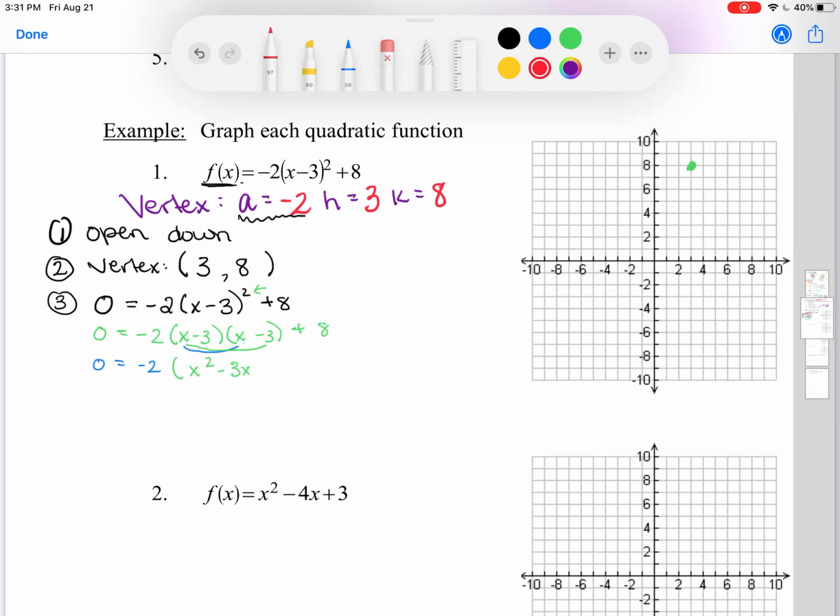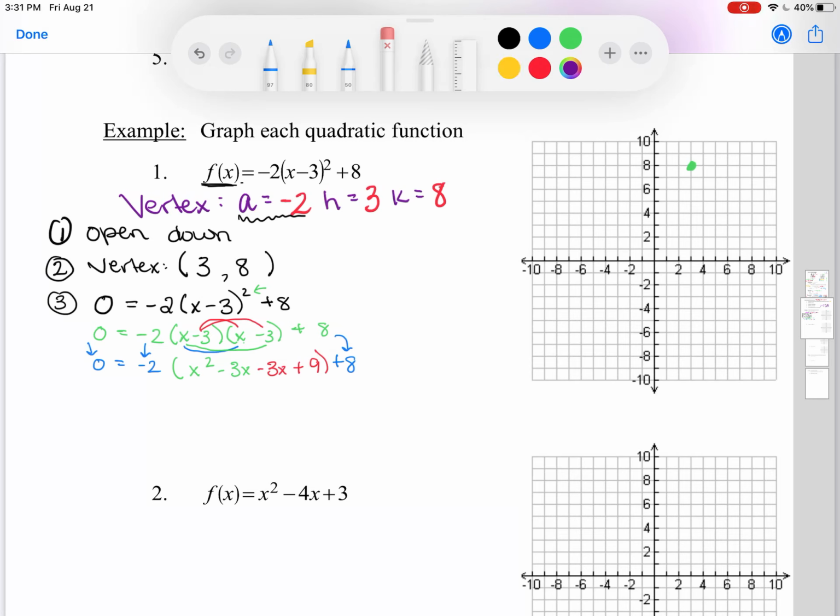Change colors here for you. On the insides, negative 3 times x, again, is going to give me negative 3x. And the last one, negative 3 times negative 3 is going to give me a positive 9. And I'll go back to blue just to show you that I'm still going to keep taking down my 8. I brought down my negative 2 out front, and I brought down my 0 as well. So the only thing that changed here was the set of parentheses because I have distributed.